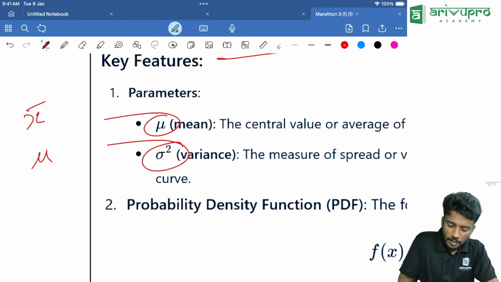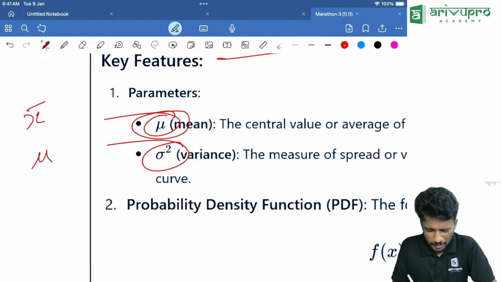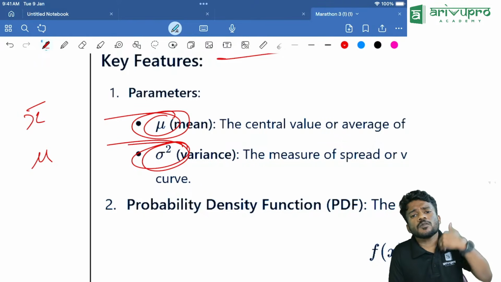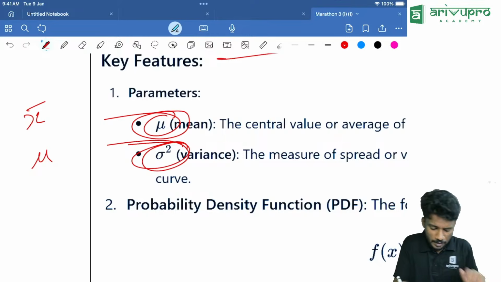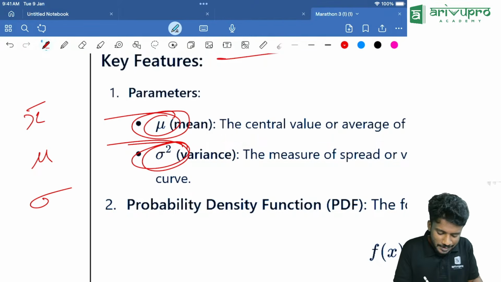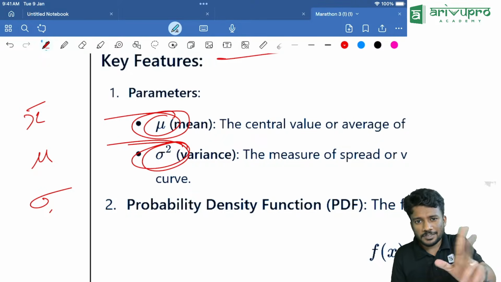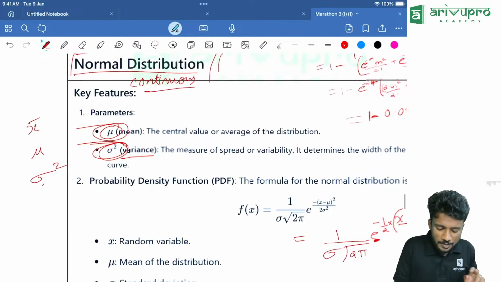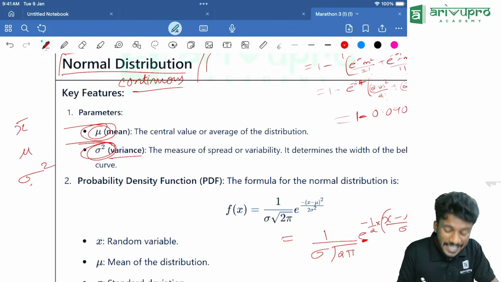Mean is represented as mu and variance is represented as sigma square. Then tell me, what is standard deviation? Standard deviation is nothing but the root of variance, that is sigma. Sigma is standard deviation. Sigma square is variance. So the two parameters are mean and variance.